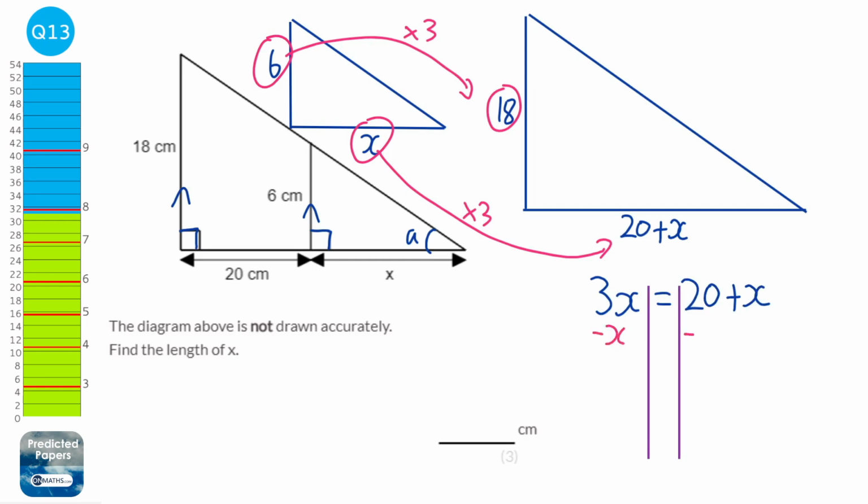Subtract x both sides. Always subtract the smaller amount, so 2x equals 20. And then divide both sides by 2. And so we've got x equals 10. So we know that x equals 10, it says find the length x, and so that will be 10.